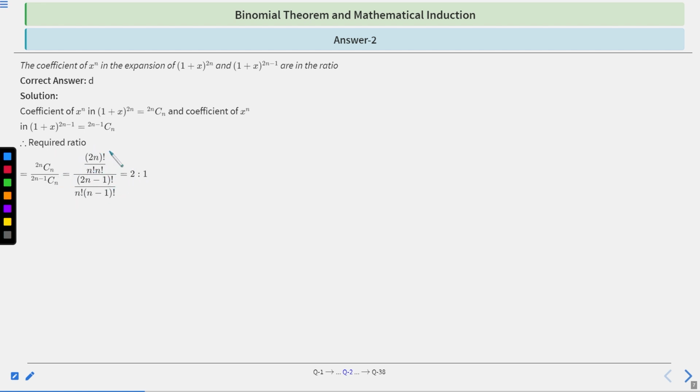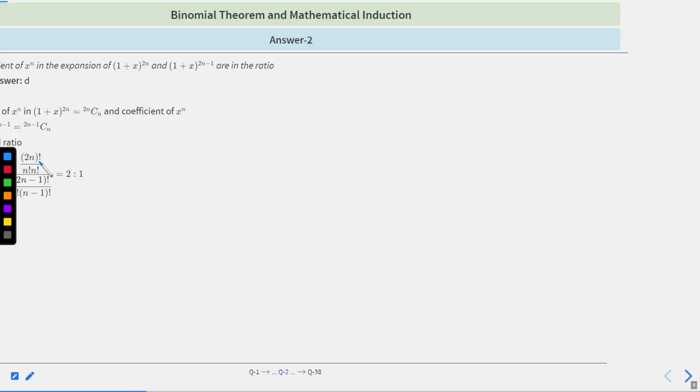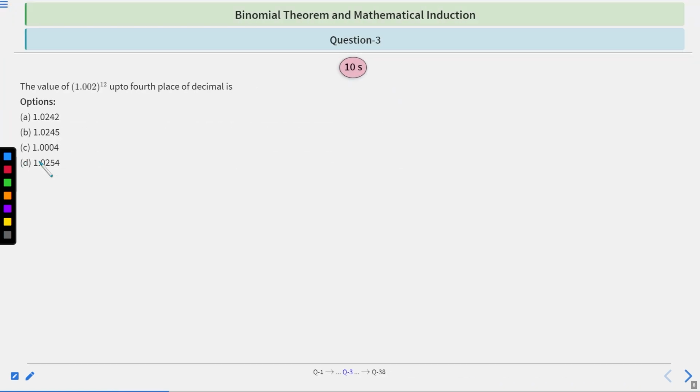And it is equal to 2n factorial upon n factorial into n factorial, upon (2n minus 1) factorial upon n factorial into (n minus 1) factorial, right? So after solving this, you will get the ratio as 2:1. Clear? So option D is the right choice. Let's move to the next question.